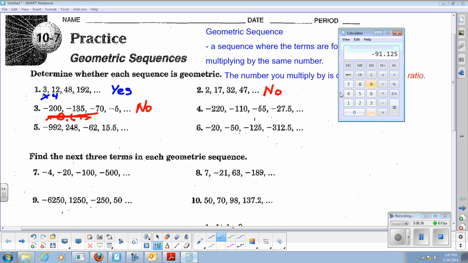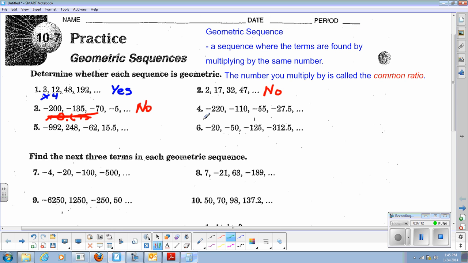Let's try the procedure. Let's take the second term, clear my calculator, and type in negative 110, putting my negative sign in. I'm going to divide by the first term, negative 220, and I need my negative sign. So negative 110 divided by negative 220 equals 0.5. So the question then is, am I multiplying by a half each time? Am I multiplying by 0.5? I'm going to make a note over here.